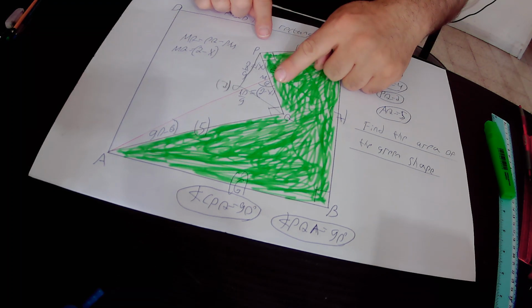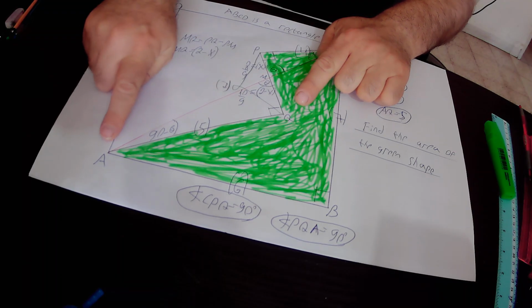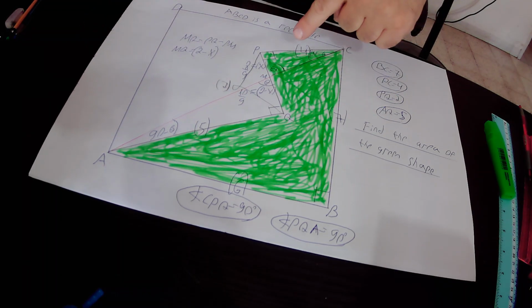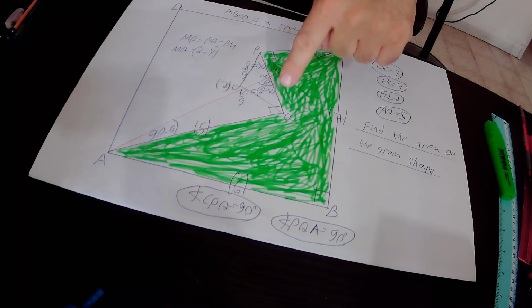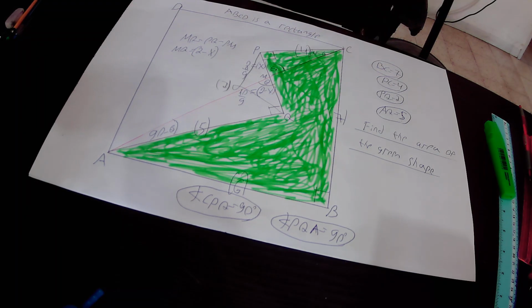Side PQ equals 2 units in length. Side QA equals 5 units in length. This is angle CPQ, that is a right angle. This is angle PQA, that is also a right angle. Again, our mission is to find out the area of this green shape.